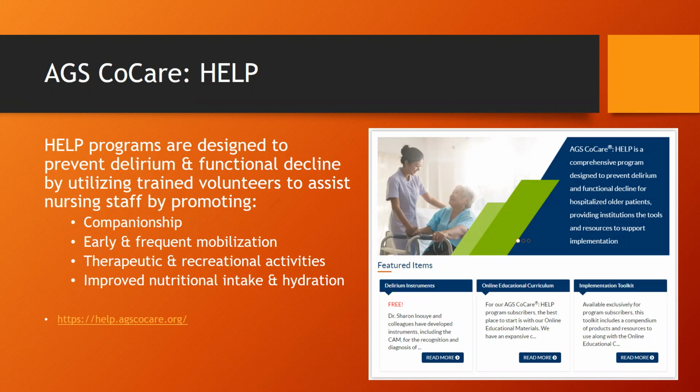Okay, so next up here, I have a link to the American Geriatric Society CoCare Help site. So AGS now owns HELP, and HELP is the Hospital Elder Life Program. So HELP programs are designed to prevent delirium and functional decline by utilizing volunteers to assist nursing staff with companionship for the patient, mobilization, therapeutic and recreational activities, and they can really help improve nutritional intake and hydration. So this website here provides a HELP program implementation toolkit, as well as delirium screening tips and tricks. It also includes delirium education for patients and staff. And all resources are free to its members.